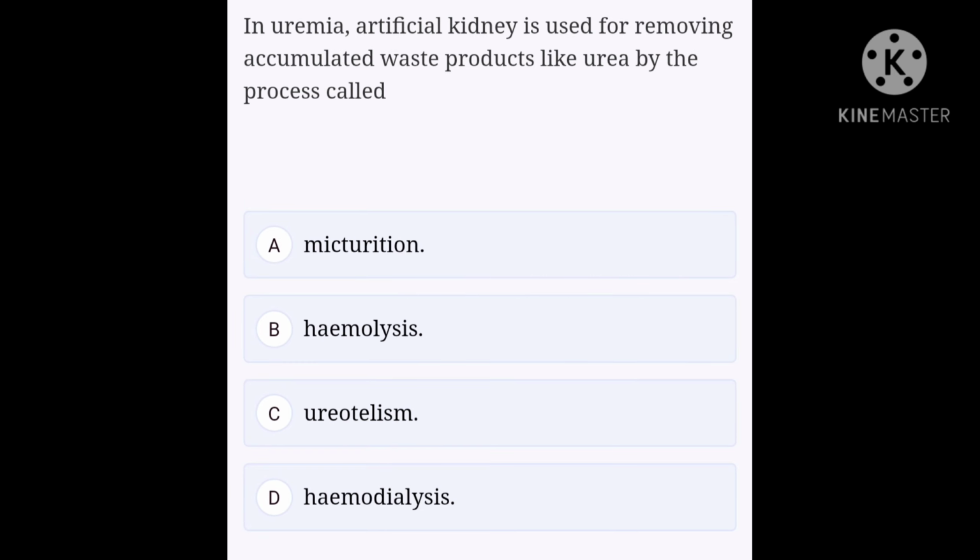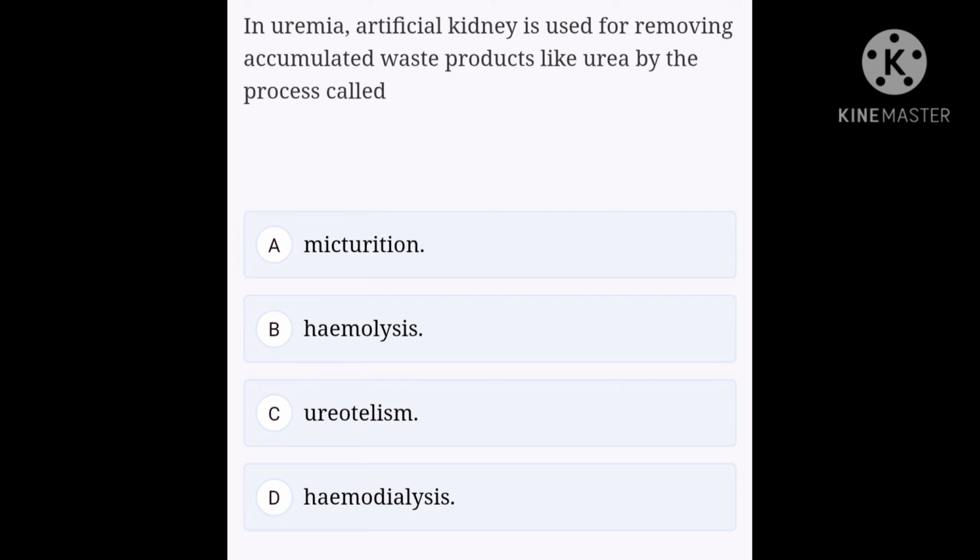Okay, next one. In uremia, artificial kidney is used for removing accumulated waste products like urea by the process called option A, micturition, option B, hemolysis, option C, ureotelism, option D, hemodialysis. The process of filtering the blood by the artificial kidney is known as hemodialysis. It is a method of removing excess water, nitrogenous wastes, toxins from the blood in the patient who is rapidly developing loss of kidney function. It is also called renal replacement therapy.